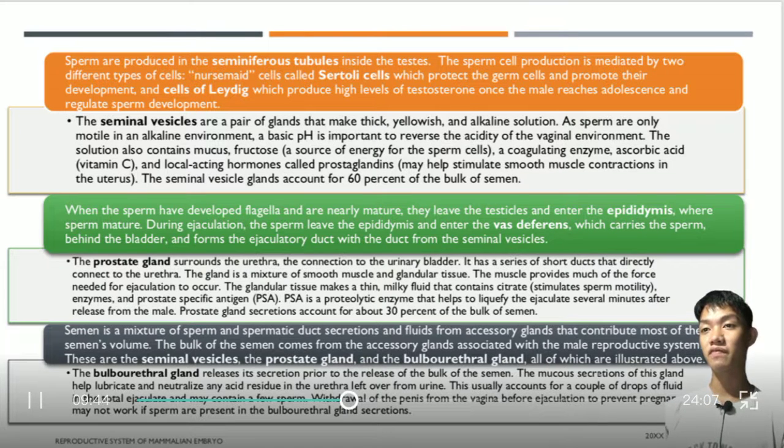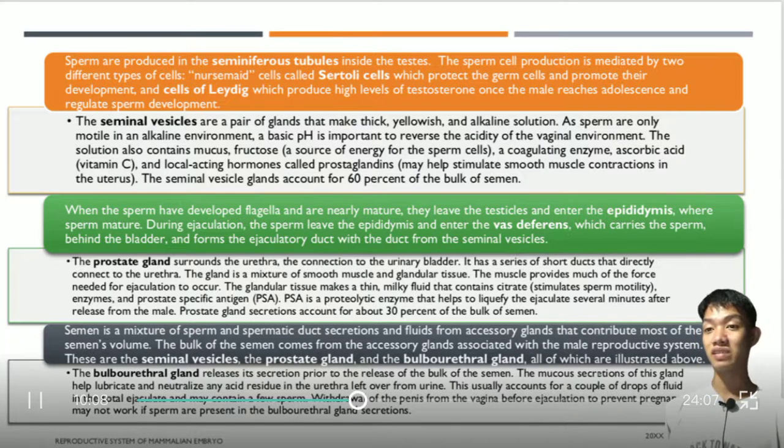So when the sperm have developed flagella and are nearly mature, they leave the testicles and enter the epididymis, where the sperm mature. During ejaculation, the sperm leave the epididymis and enter the vas deferens, which carries the sperm behind the bladder and forms the ejaculatory duct with the duct from the seminal vesicles.